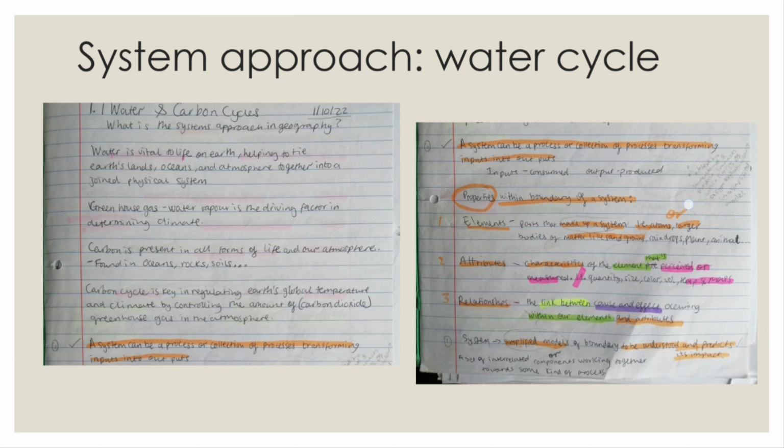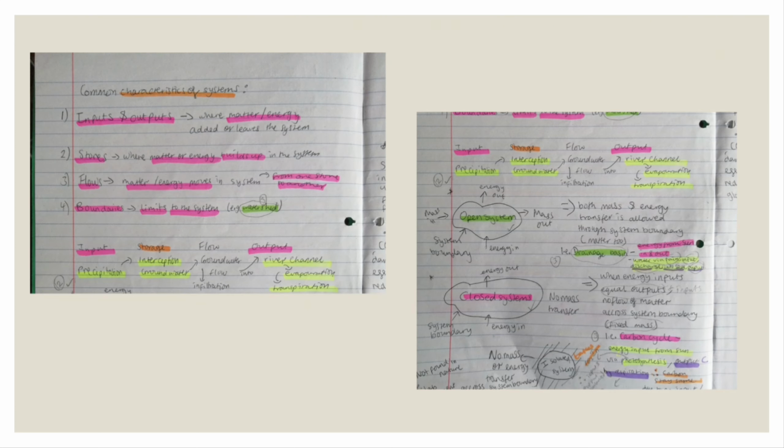Overall, we use a system approach as a model to help us understand and predict impacts within the system. As you can see, systems can also be classified within these common characteristics like inputs, outputs, stores, flows, and boundaries. And I'm just going to explore what these mean for you.